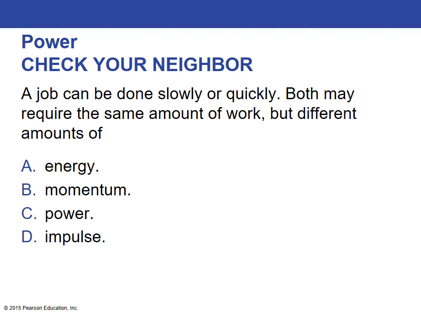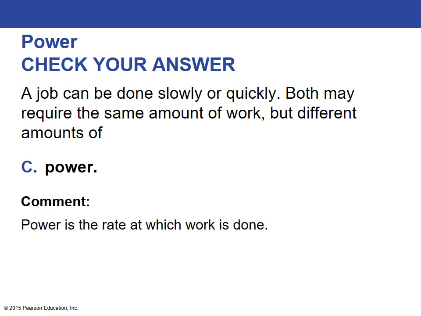So your job can be done slowly or quickly, and work, remember this, work doesn't care how long it took to get done. Work only cares that it gets done. But power is taking into account if it's done slowly or quickly. So, when we do the job slowly or quickly, using the same amount of work, what is it that happens that's different? Well, the thing that's different is power, and that's the whole definition of power. It's the rate at which the work gets done.